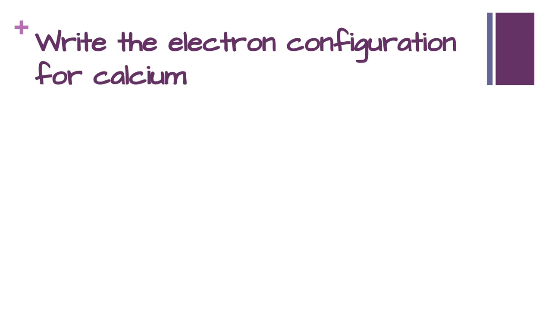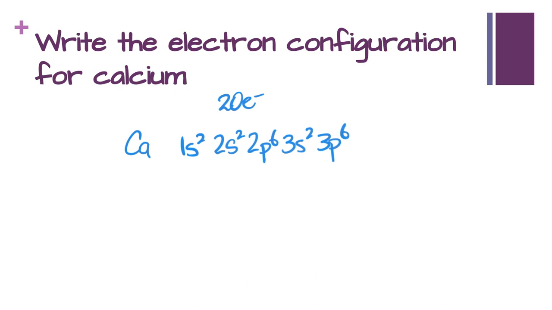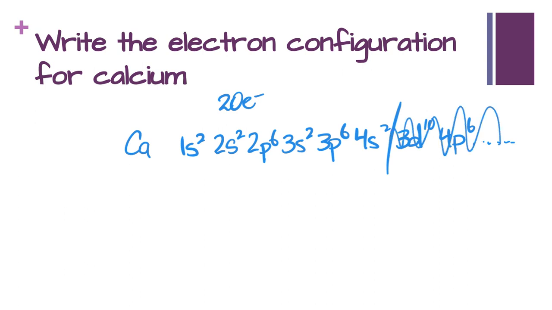One more example. Let's do calcium. Calcium has 20 electrons. So let's start filling. We'll go 1s2, 2s2, 2p6, 3s2, 3p6, and 4s2. So we're just going in order of increasing energy levels. Now, if we had a transition element next, then we list our 3d up to 10, and then we go into our 4p from there, and so on and so forth. But calcium is just up to 4s2.